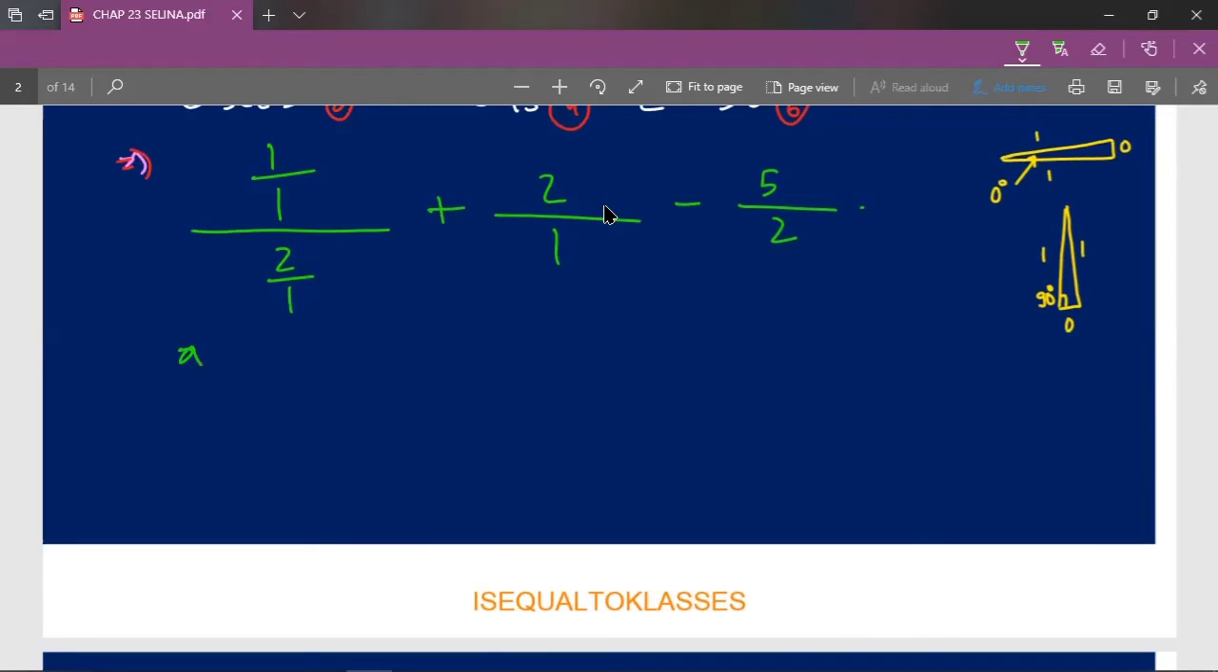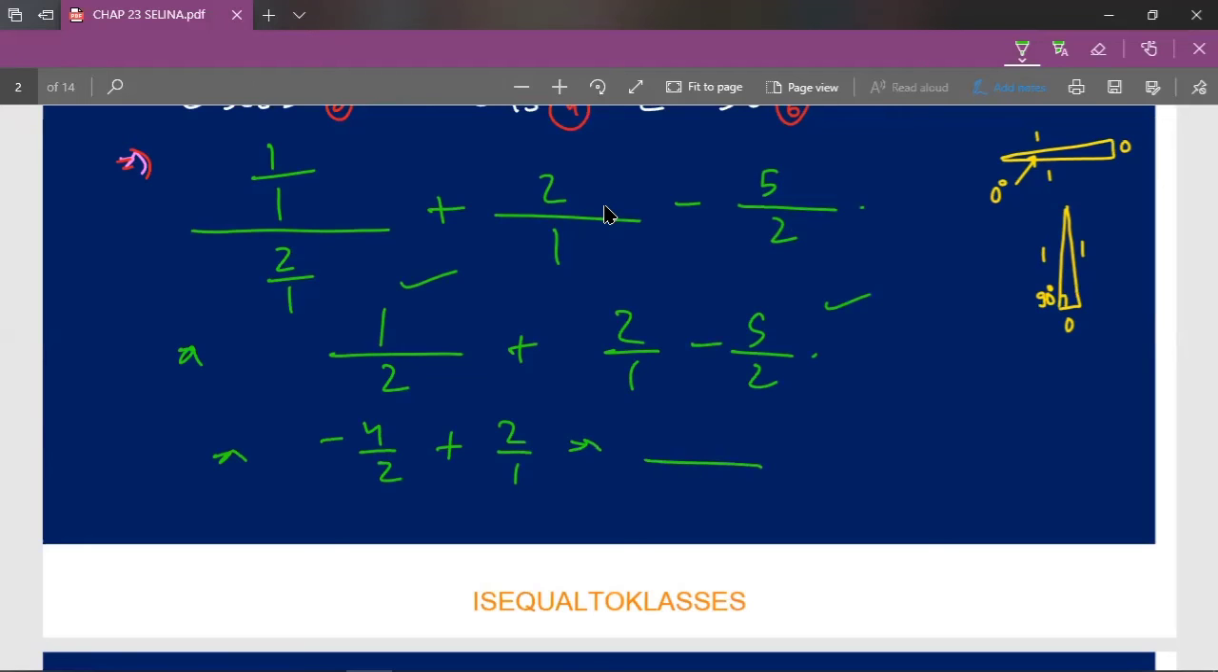Now over here, 1 upon 2 can be simply written as 1 upon 2, and 2 upon 1 can be simply written as plus 2 upon 1 minus 5 by 2. The denominators are equal in this fraction and this fraction, so we'll solve these fractions first. 1 upon 2 minus 5 upon 2 can be written as minus 4 upon 2 plus 2 upon 1. The denominator is not equal here, so 2 ones are 2, and that will be our LCM 2.